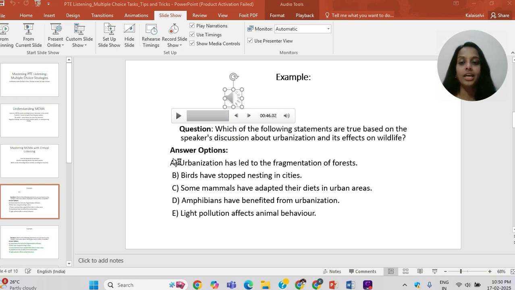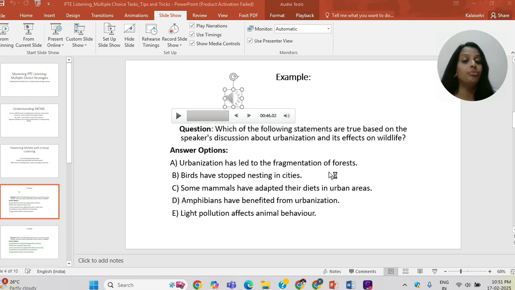Got it? And here is the question, which of the following statements are true based on the speaker's discussion about urbanization and its effects on wildlife? And we have five options here. Remember, this is multiple choice, multiple answers, so more than one option could be correct.